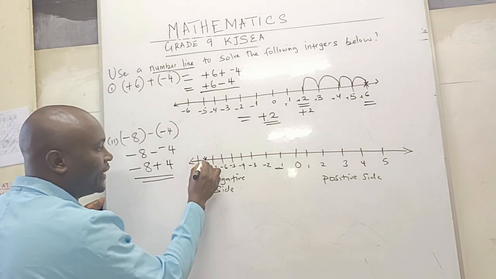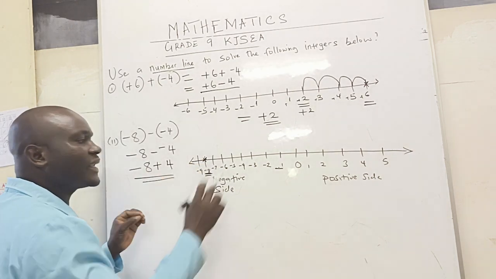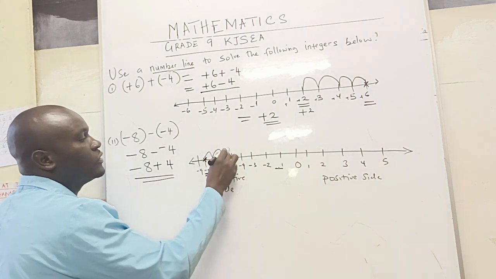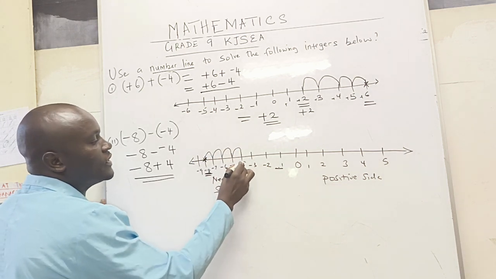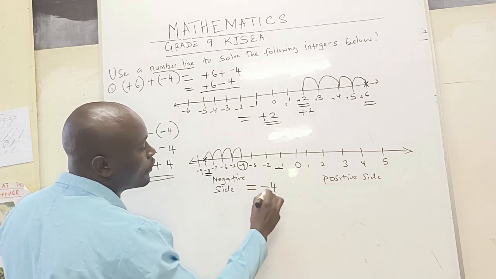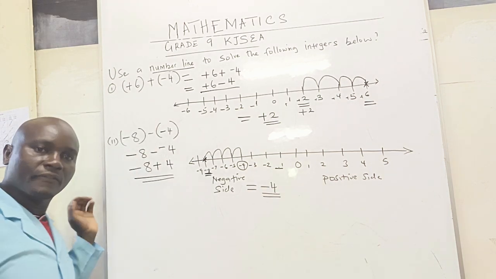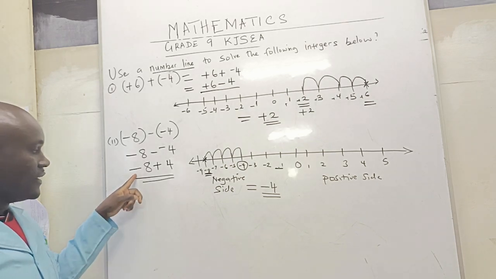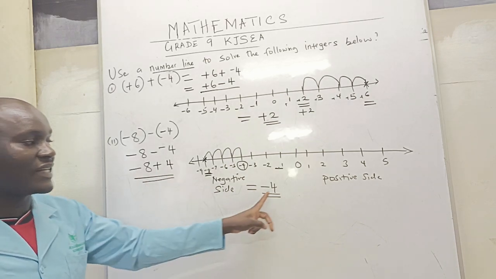So I go where negative 8 is. Then I go, how many steps to the right? 4. So 1, 2, 3, 4. So this is my answer. So my answer here will be negative 4. So negative 8 plus 4 will give us negative 4.